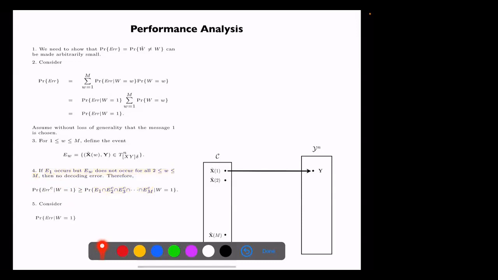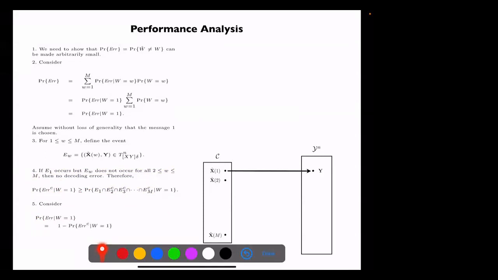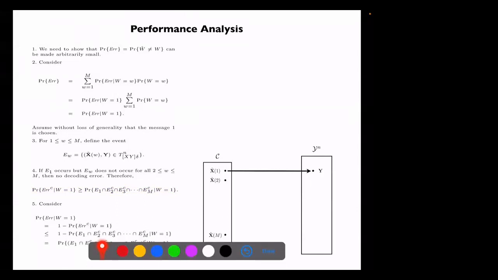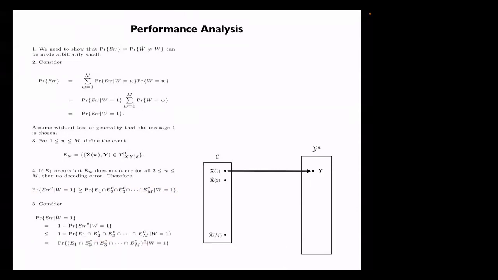Now we consider the probability of error. The probability of not having error conditioning on W equals 1 is lower bounded by this, and now we consider this. The probability of error given W equals 1 is equal to 1 minus the probability of no error conditioning on W equals 1. According to this lower bound, this becomes an upper bound because there's a negative sign there, and it's upper bounded by this, using De Morgan's law. So this is E1 intersect E2 complement, so on and so forth. In the next line, I apply De Morgan's law and write this as the complement of E1 and E2 complement.